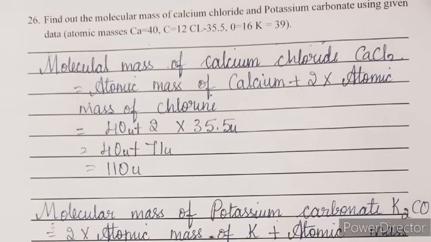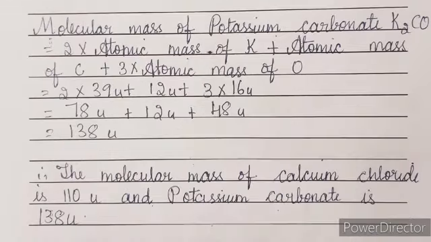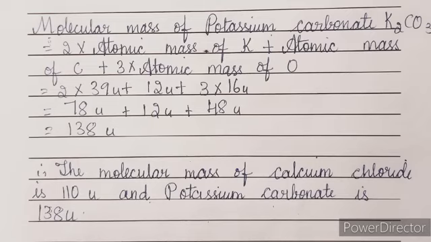Next, answer the following questions. 1 question carries 4 marks. This is to find out the molecular mass of calcium chloride and potassium carbonate using the given data. I have solved this all. This carries 4 marks. You can refer to this. So next part will be the biology.